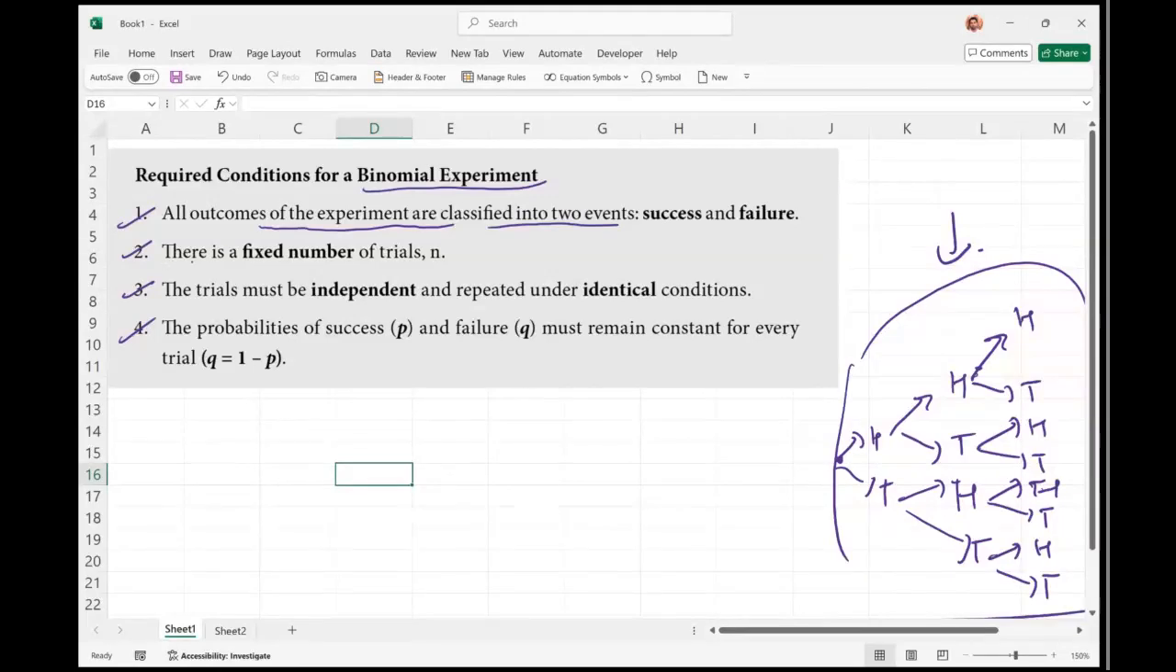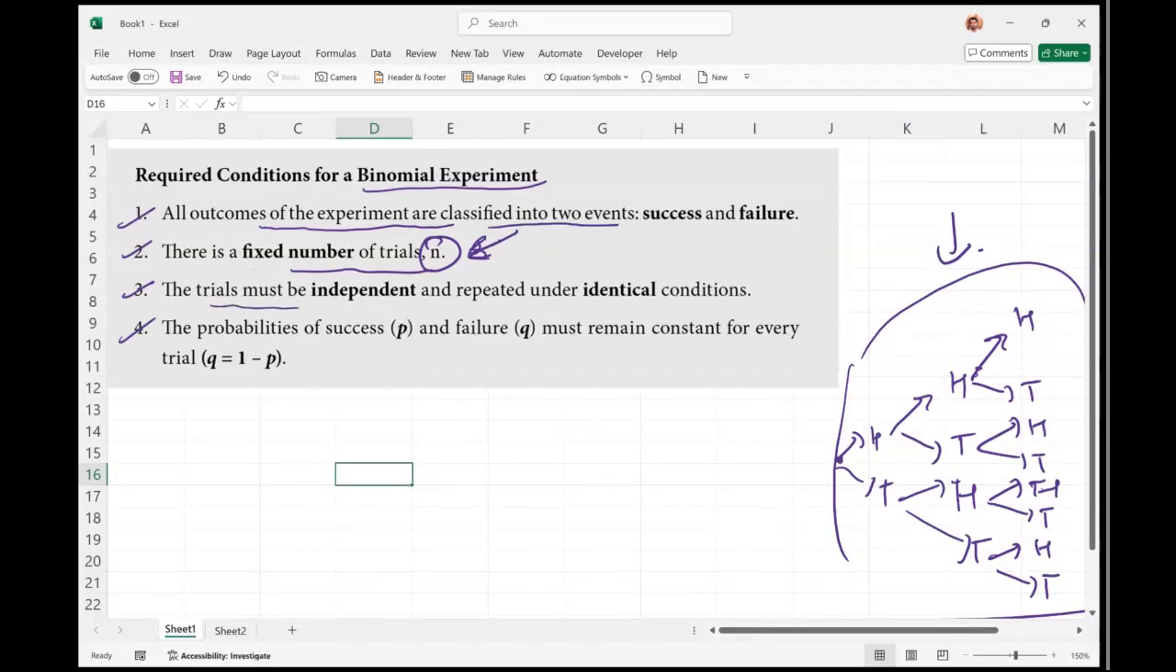And then the second one is there is a fixed number of trials. It means there cannot be 3.5 trials. There cannot be an infinite number of trials. There should be n trials, a fixed number of trials.